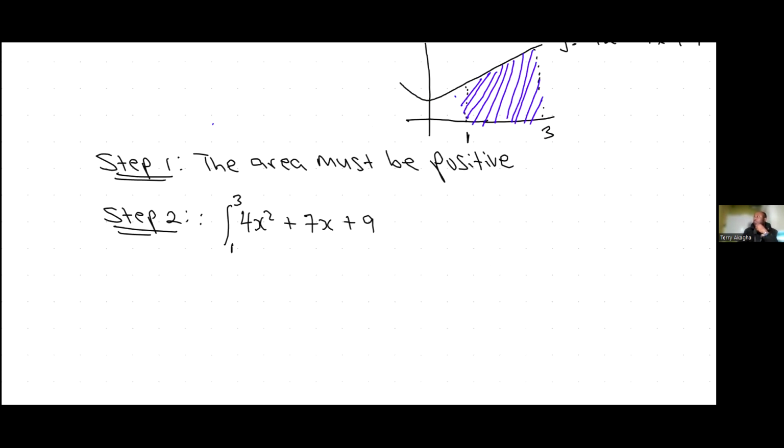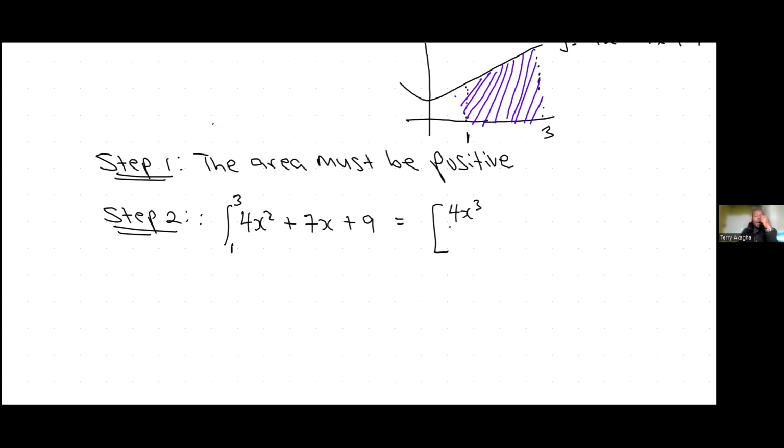Like I said, we'll apply the rules of integration. If you don't know how to integrate, this is a good chance for you to pause this video, go back and look at the 15 or 16 rules of integration. Make sure you know how to do it. So when you integrate this, you're going to add 1 to the power. So it's going to give us 4x raised to the power 3 divided by 3.